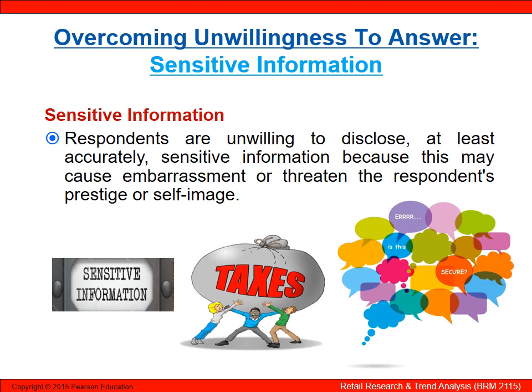Overcoming unwillingness to answer sensitive information. Respondents are unwilling to disclose, at least accurately, sensitive information because this may cause embarrassment or threaten the respondent's prestige or self-image. If pressed for an answer, respondents may give biased responses, especially during personal interviews. Sensitive topics include money, family life, political and religious beliefs, and involvement in car accidents or crimes. Respondents may be encouraged to provide sensitive information that they are otherwise unwilling to give by using the following desensitizing techniques.